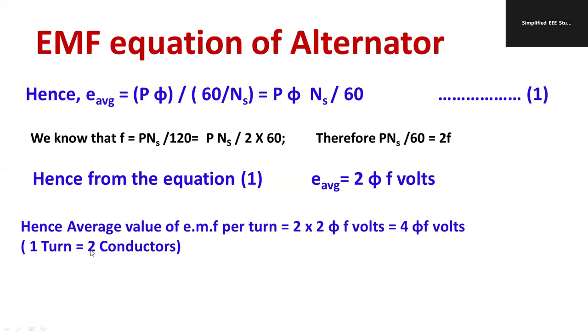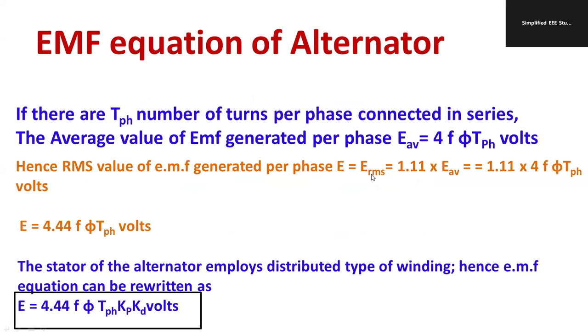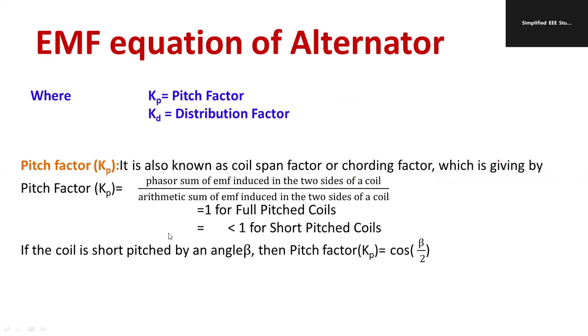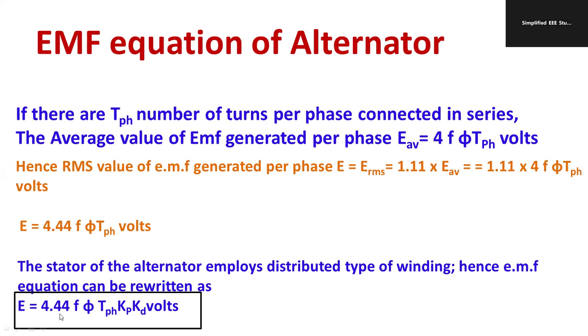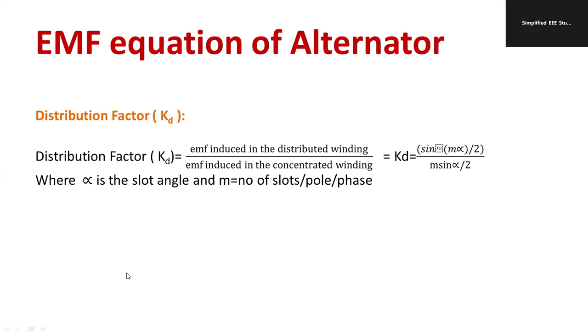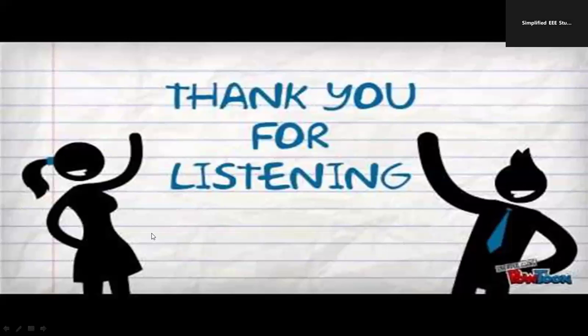Now I considered one turn as two conductors. Thereafter, I got the expression. I converted the expression in terms of average value into RMS value, because we consider RMS as we are dealing with the AC supply. Therefore, ERMS equals 1.11 into 4F5 T phase. Now, the final expression is obtained by considering pitch factor and distribution factor. I will discuss pitch factor and distribution factor in a separate video. So ultimately, you are able to get the final expression in this fashion, which I kept in a separate box. Please make use of this expression for solving numerical examples. This is a basic design requirement for design of alternator. So we discussed the detailed derivation of EMF equation of alternator.